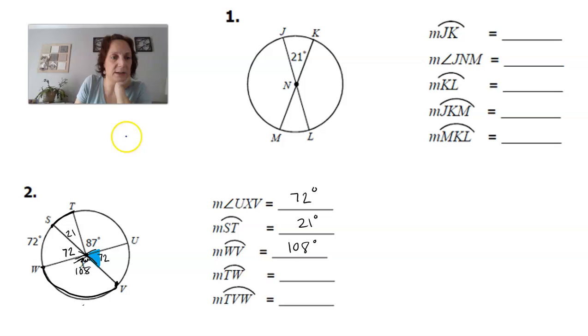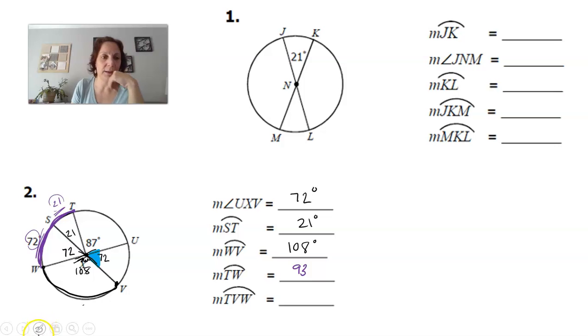Okay, so TW, that's from here down to here. So for us, that means we have two pieces to add up, right? From here to here is 21, and then from here to here is 72. So we just have to put our 21 and our 72 together, so 93.